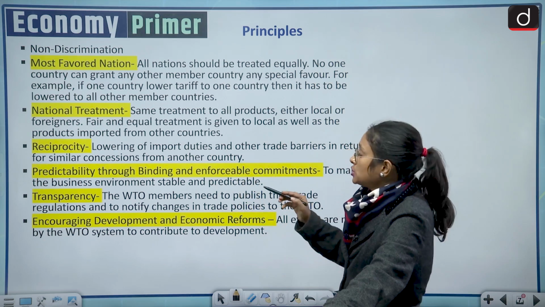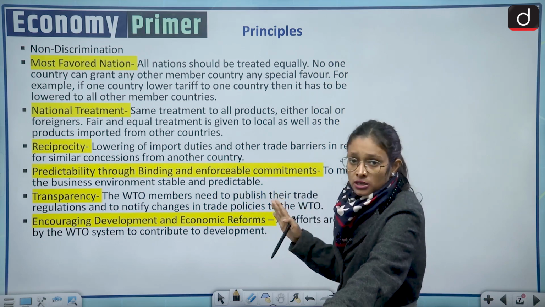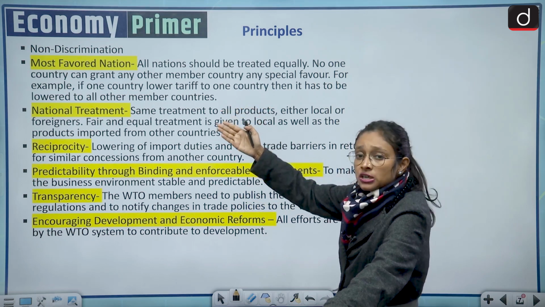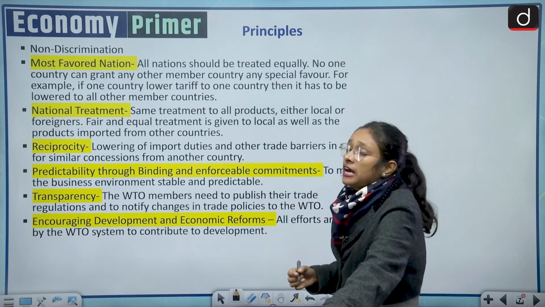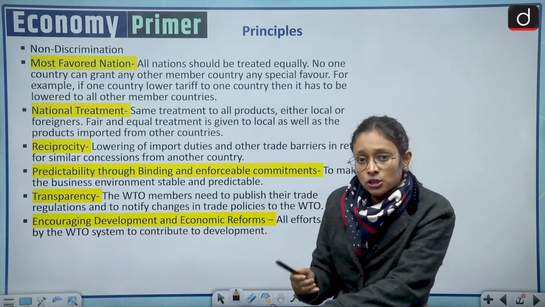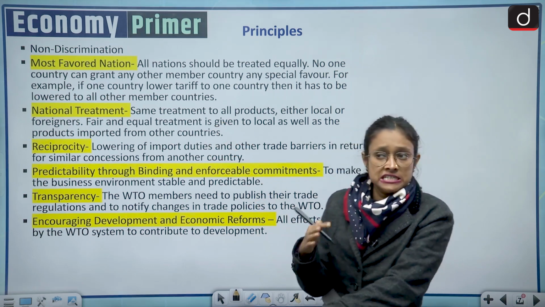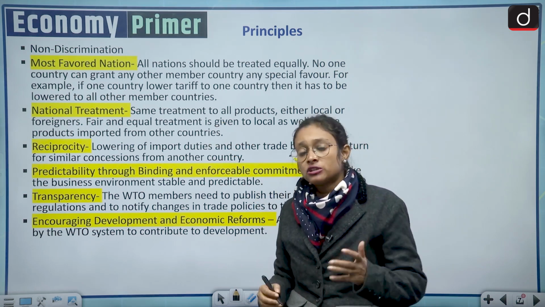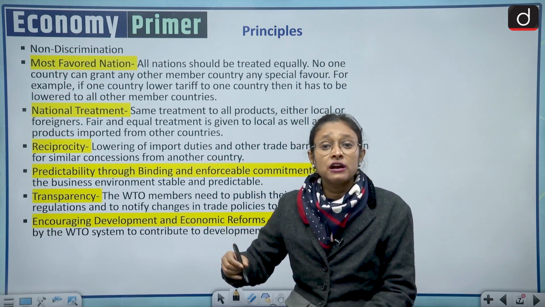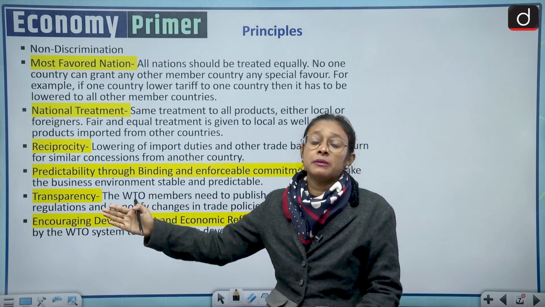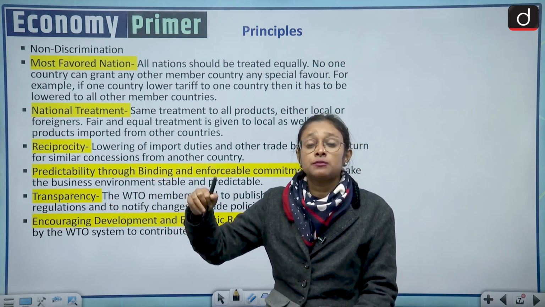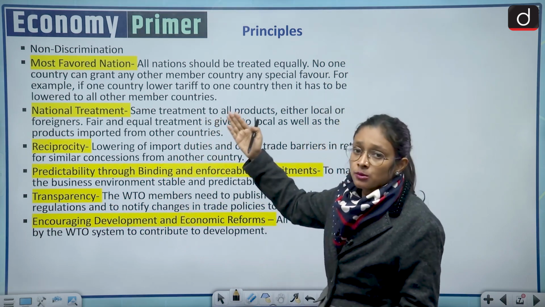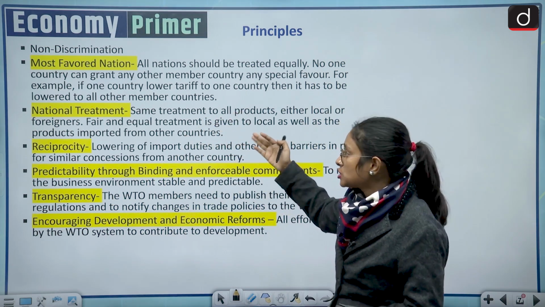Then most favored nation: all nations should be treated equally. So we already discussed non-discrimination. Most favored nation has a similar objective. Suppose India is providing low tariff to the US and the US is providing low tariff to India. So India has to provide low tariff to all the member nations. So it will not discriminate against the other nations. So this is the non-discrimination and most favored nation policy.